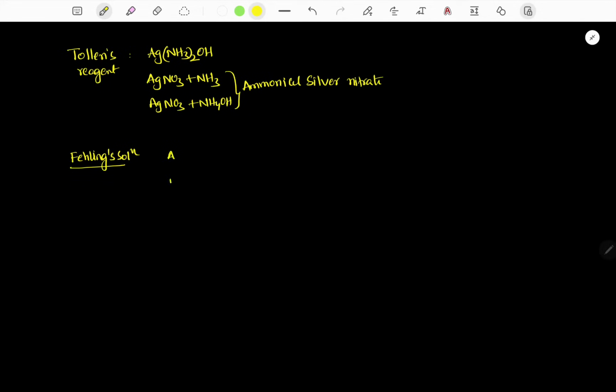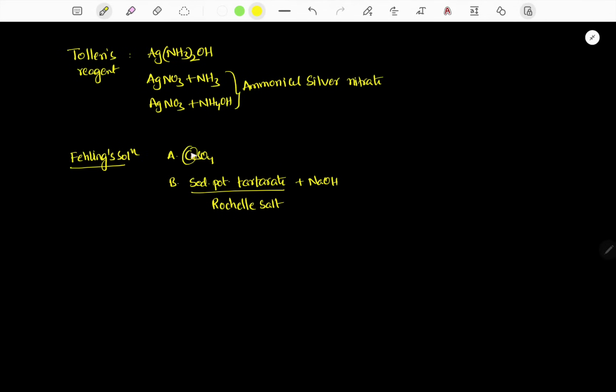Fehling solution A, Fehling solution B. Fehling solution A is copper sulfate. Fehling solution B is sodium potassium tartrate plus NaOH. And this sodium potassium tartrate is also known as Rochelle salt. It is a Fehling solution.